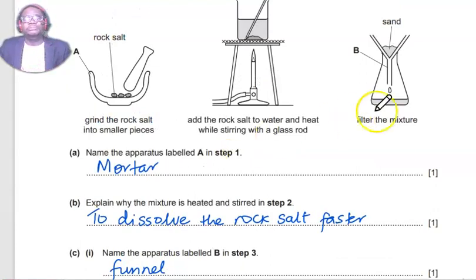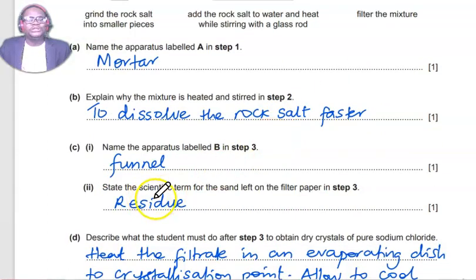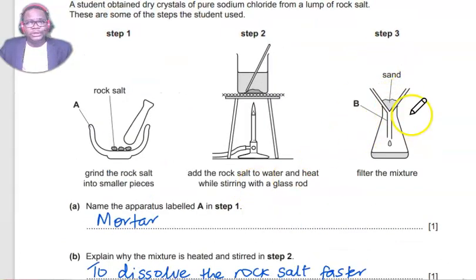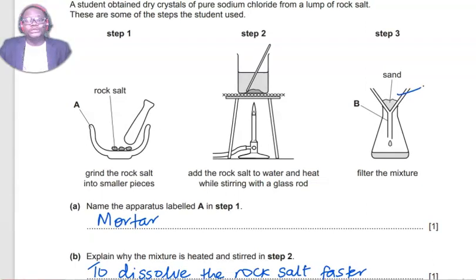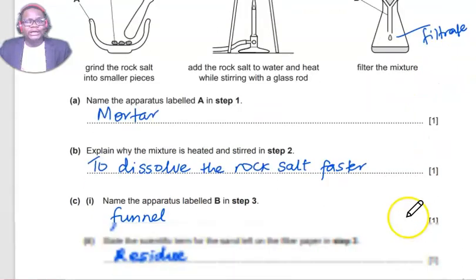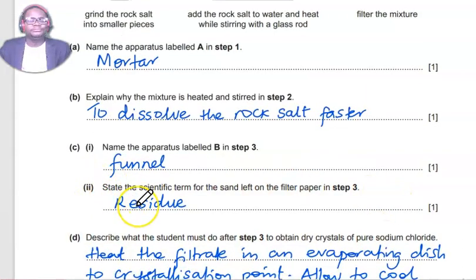Name the apparatus labeled B. The apparatus labeled B here is a funnel. It's a funnel. State the scientific term for the sand left on the filter paper. When you do your filtration, any substance that is left in the filter paper is what we call the residue. Okay, any substance that passes through the filter paper is called the filtrate. Okay, so the answer to this question is residue.